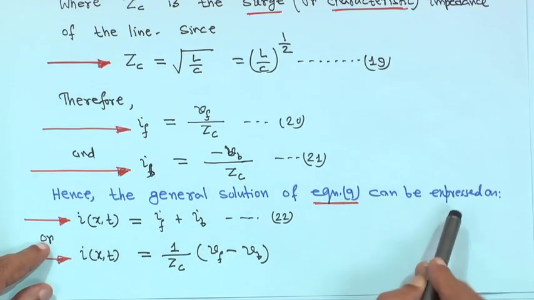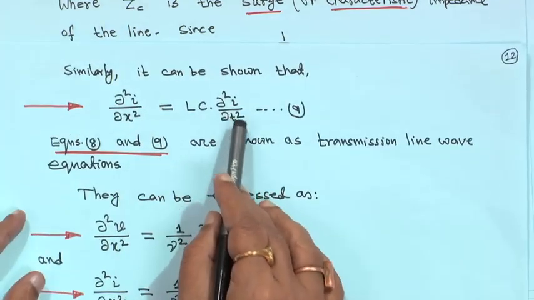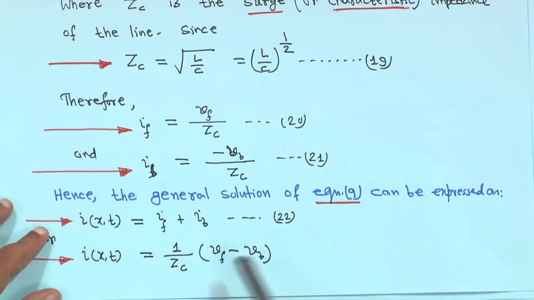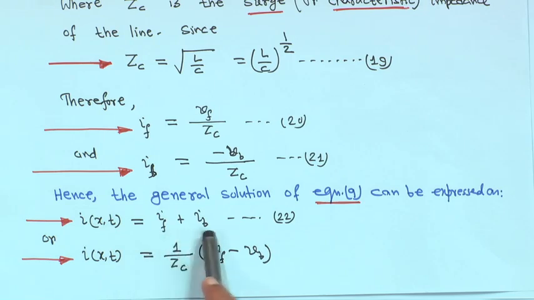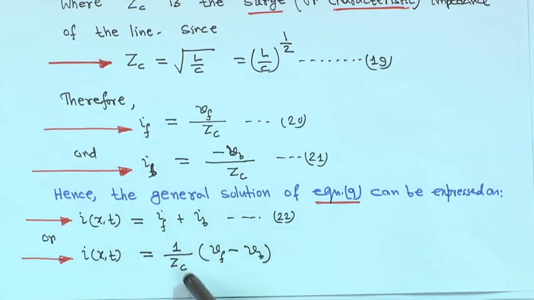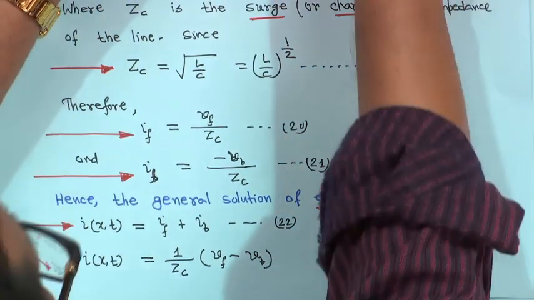Hence, the general solution of equation 9, same as before. In equation 9 we can write I(x,t) is equal to If plus Ib. Just hold on, this equation, equation 9, right. Same as before, as we wrote for V, similarly we can write I(x,t) is equal to If plus Ib. If you substitute this If and Ib here, it will be 1 upon Zc (Vf minus Vb), right. So, this is the expression of I.